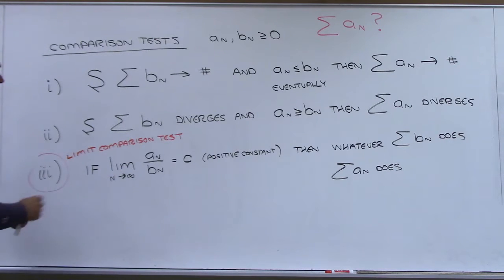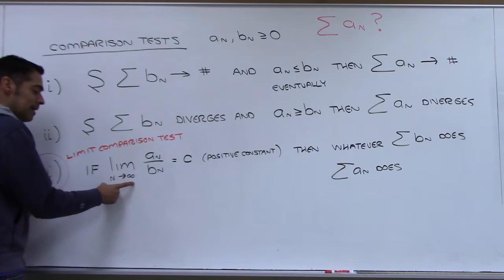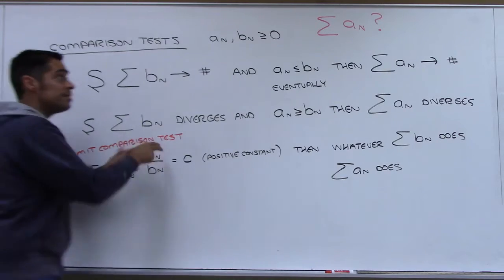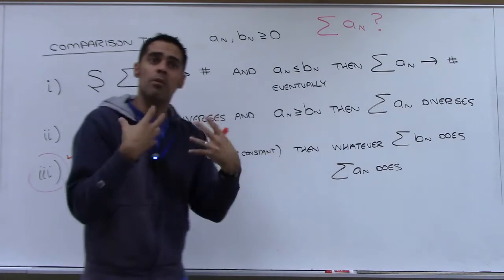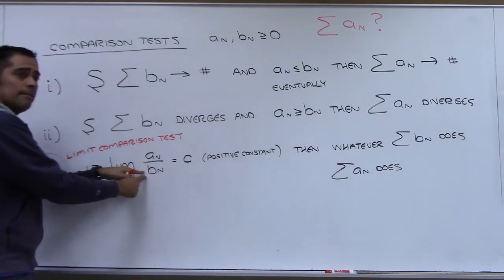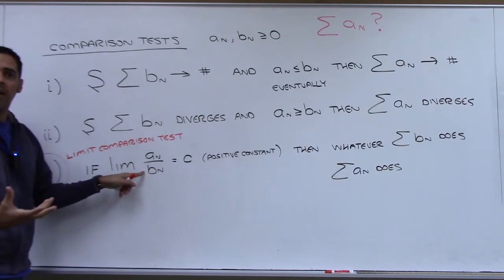All right, so we are going to do the limit of the sequence, right? This piece of what we're interested in, divided by the sequence of the thing we're comparing it to.